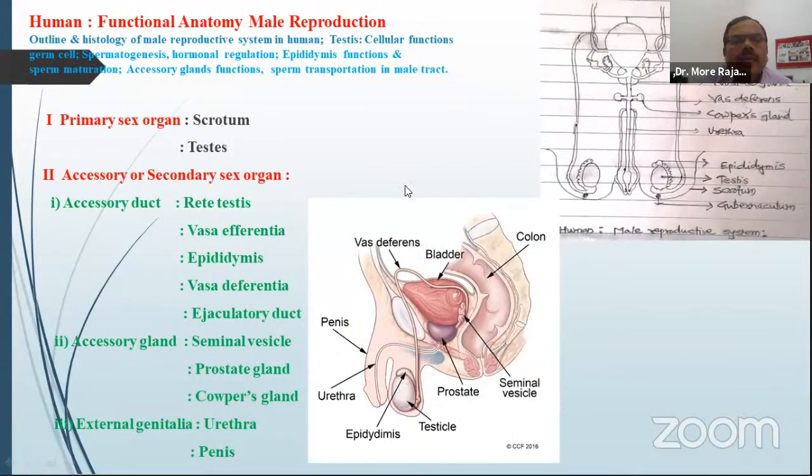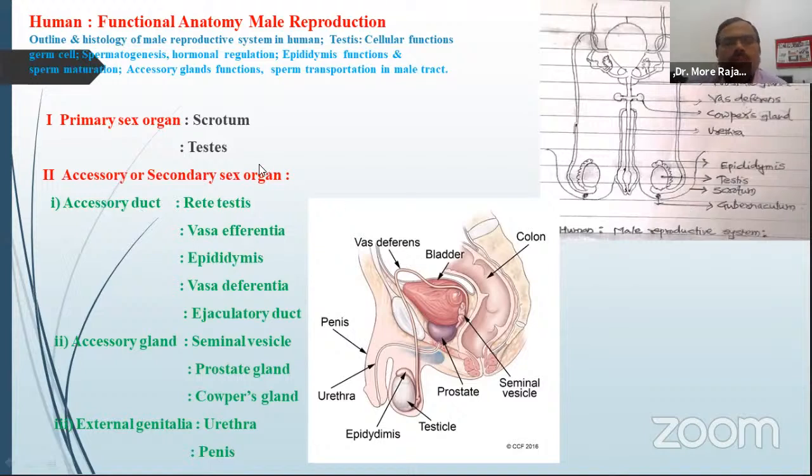The accessory or secondary sex organs include the accessory ducts, the accessory glands, and the external genitalia, through which the sperms are liberated into the female genital tract. Now, look at this figure of the male reproductive system. This is a diagrammatic figure, sketched to show all the components of the male reproductive system. If you see here, these are the two bags. In these two bags, the testes are present. It is the principal or primary sex organ in the scrotal sac.